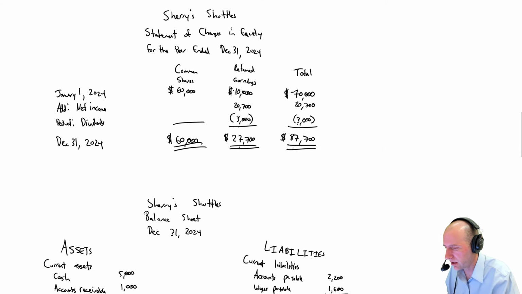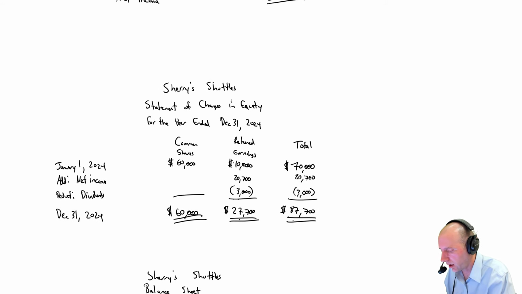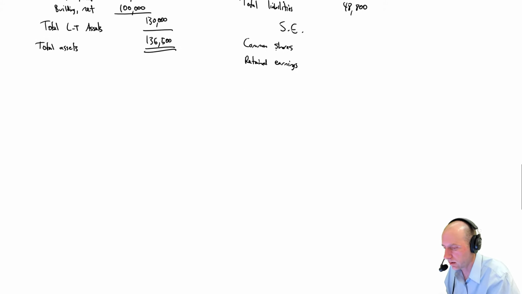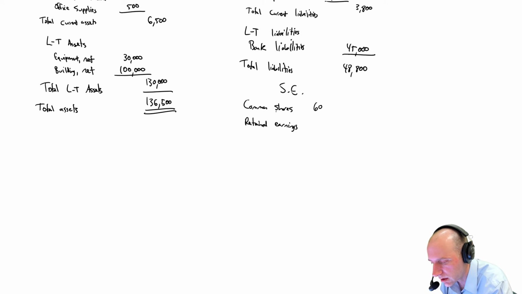So I go down to my statement of changes in equity. I note I have common shares of 60 and retained earnings of 27.7. Those are the numbers I'm going to use. Common shares 60, retained earnings 27.7. The total here is 87,700. That's my total shareholders equity.